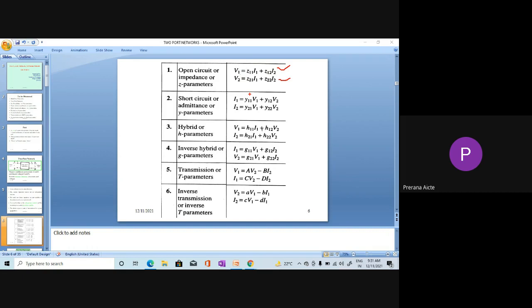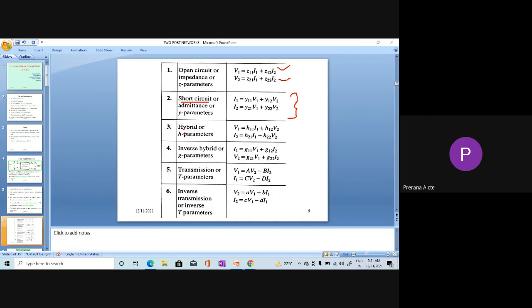Again, we have short circuit parameters, or Y parameters. I1 is equal to Y11 V1 plus Y12 V2. Another equation, which is subjected to port 2, is I2 is equal to Y21 V1 plus Y22 V2. So this is another set of equations subjected to short circuit parameters.